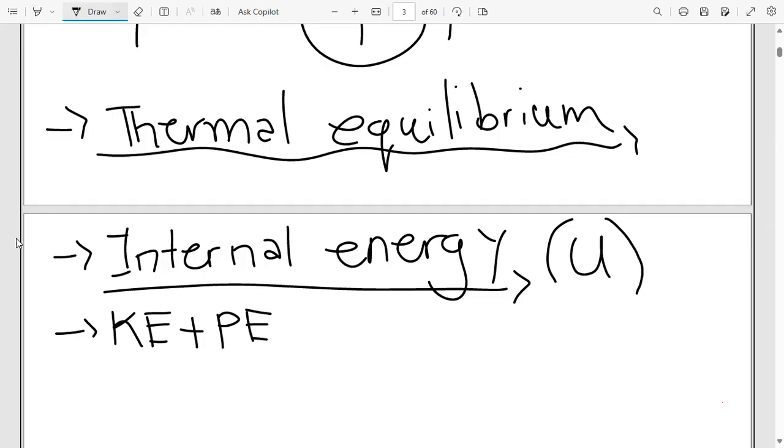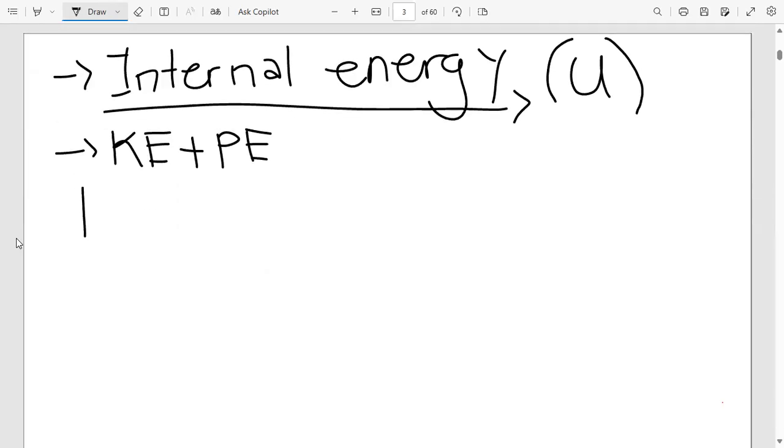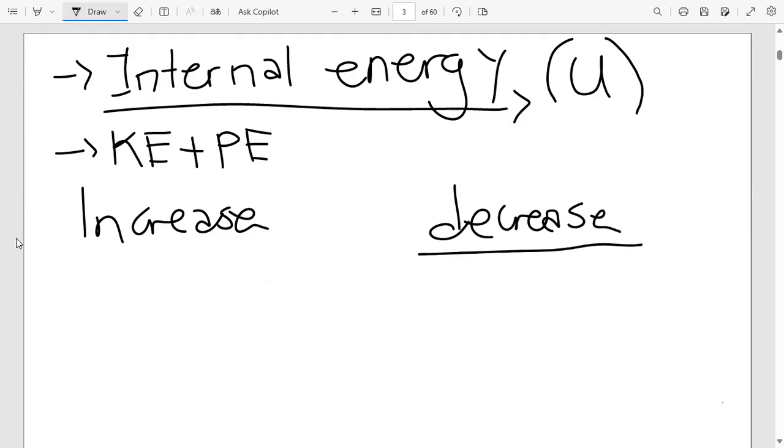And you can actually tamper with this internal energy. You can either increase or decrease internal energy. And what do you think can either increase or decrease this internal energy? So one of the things is if you supply a system with heat. When you supply a system with heat, it is going to do what?